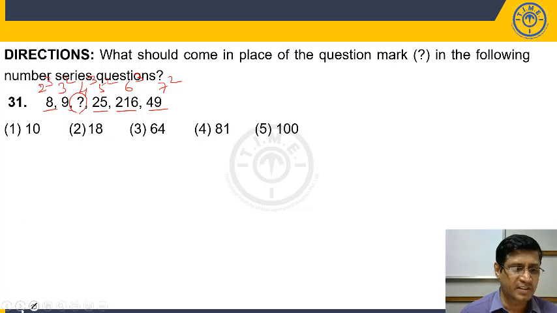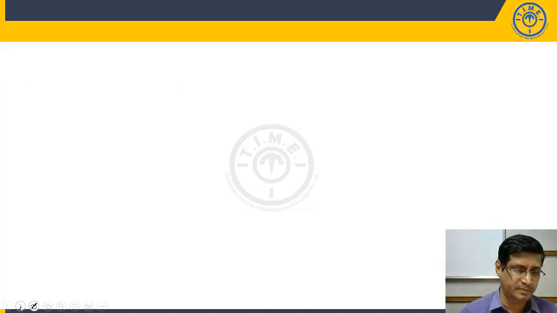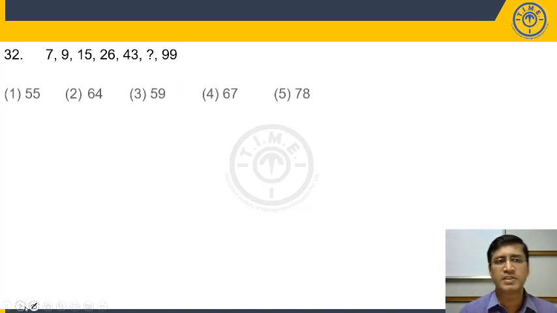4 cube means it is 64. So the right choice is option number 3. The third choice is the right choice. Now look at the next example on your screen.